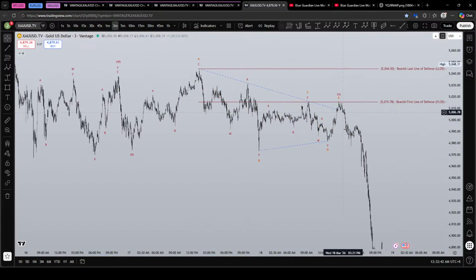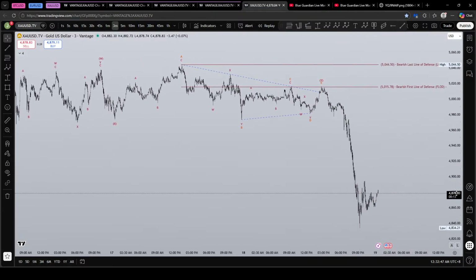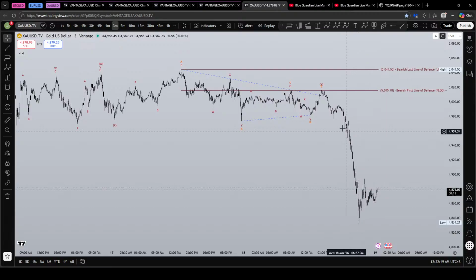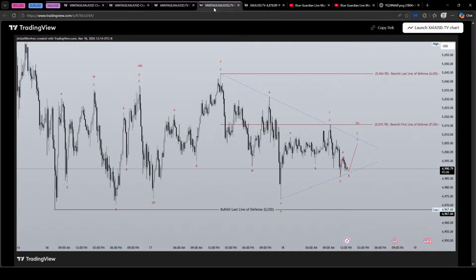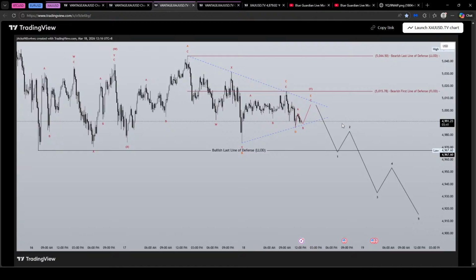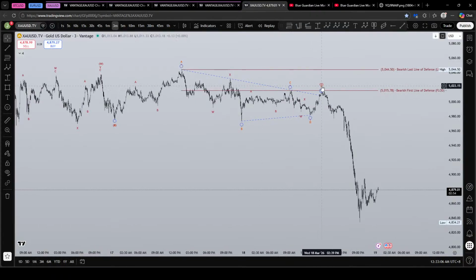I need to count the internal waves from here down, down to complete the internal wave, 5 internal waves. Just like what I have projected here, as you can see, I am expecting 5 waves down after completing the internal waves of this wave E of Y. Wave E of Y. This is the wave E of Y.